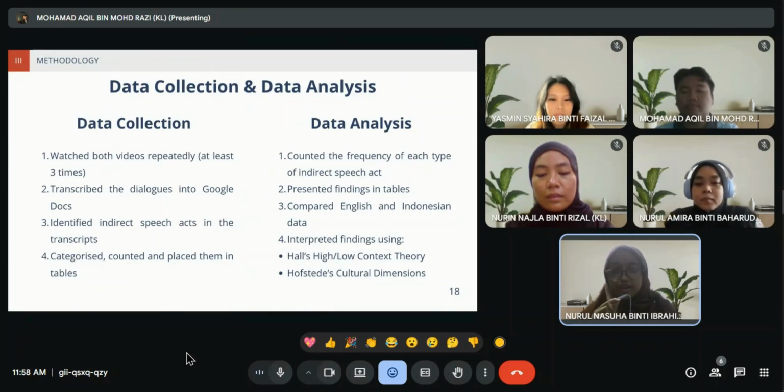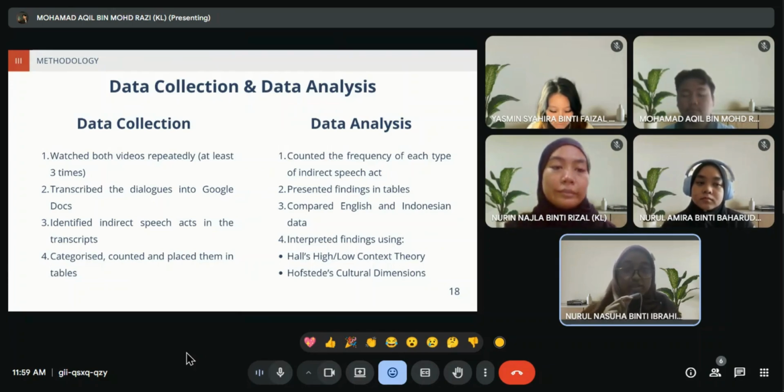Looking at the data collection and data analysis. For data collection, we first watched both videos several times to fully understand the context. Then we transcribed all dialogues into a Google document. After that, we went through the transcript and identified any lines that contain indirect speech acts, hence the purposive sampling method. These lines were then organized into tables for clearer analysis.